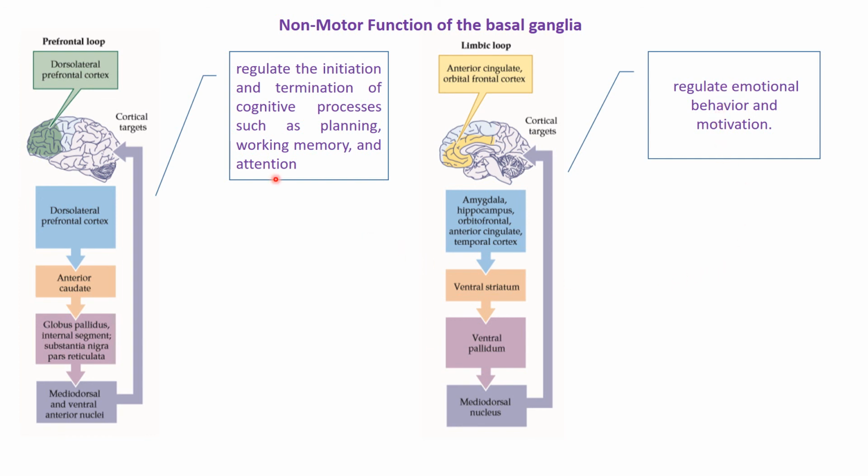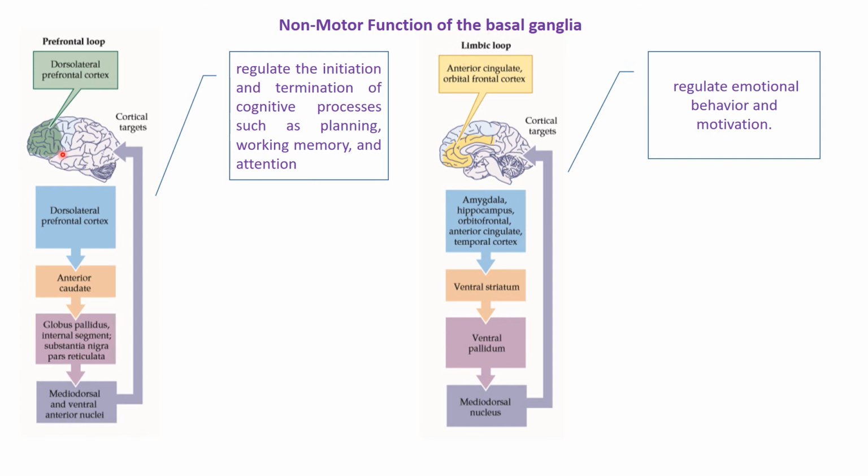So we find that the basal ganglia can produce non-motor functions like cognitive function, as well as regulation of emotional behavior and motivation. The cognitive function, as well as memory and attention, will be produced by the prefrontal loop, and the emotional behavior regulation and motivation will be produced by the limbic loop.